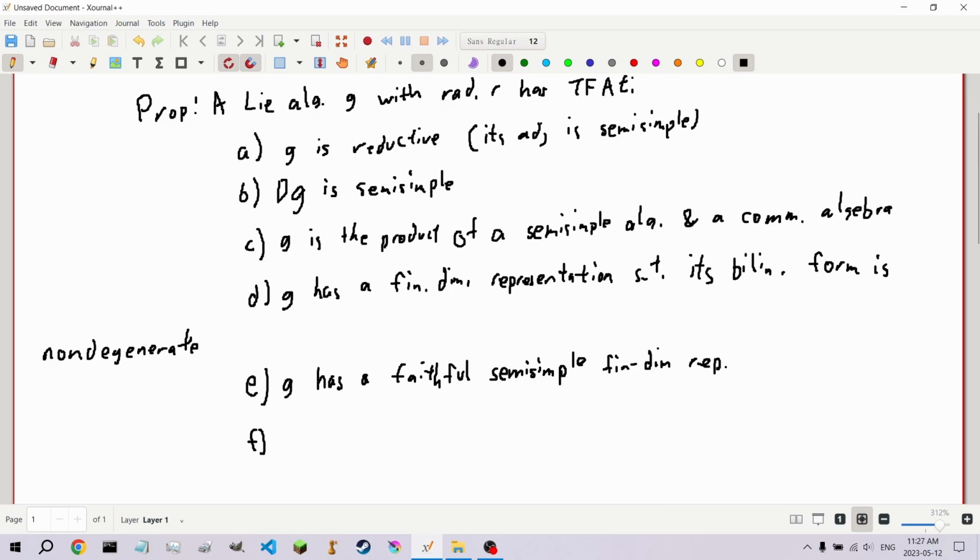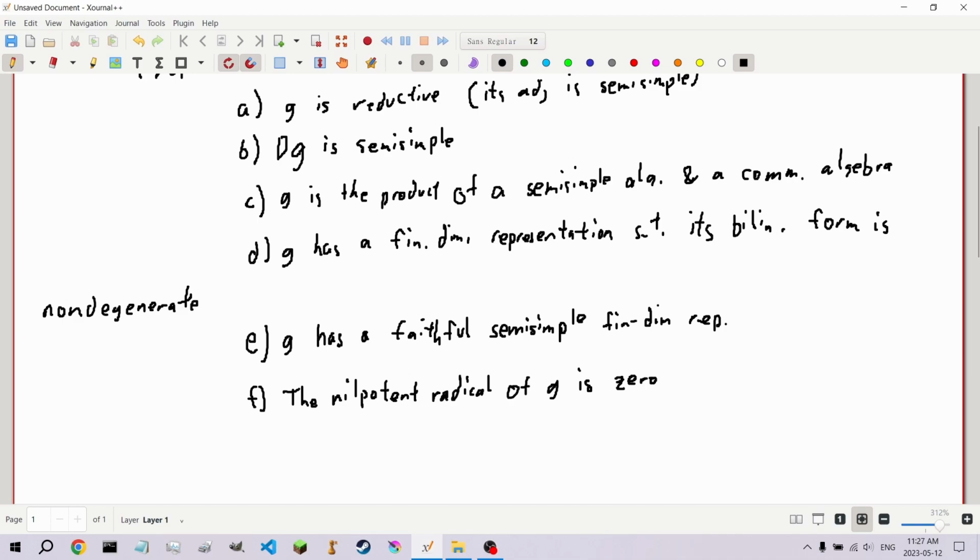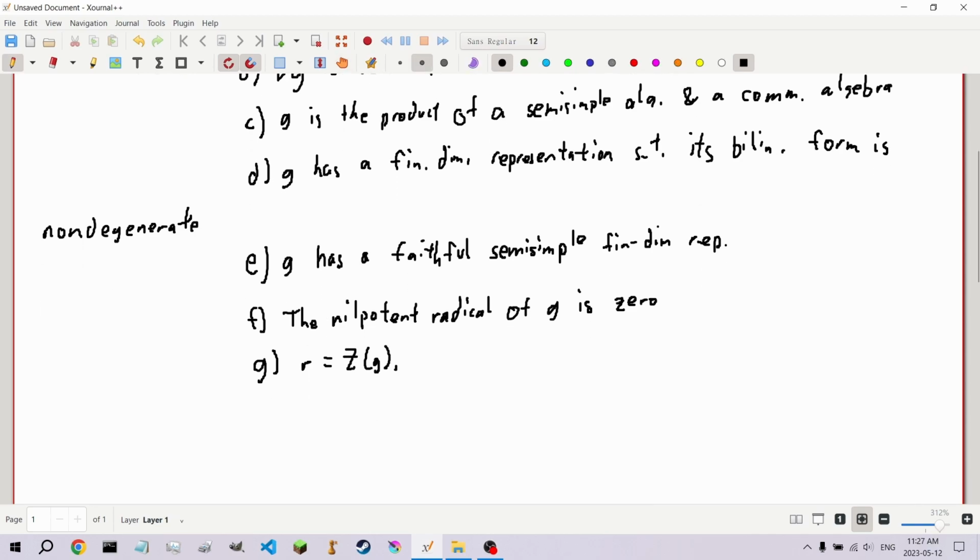F is that the nilpotent radical of G is 0. Condition G, our last one, finally, we've got 7 here, is that the radical of G is equal to its center. And we've got to show these are all equivalent. So A implies B.